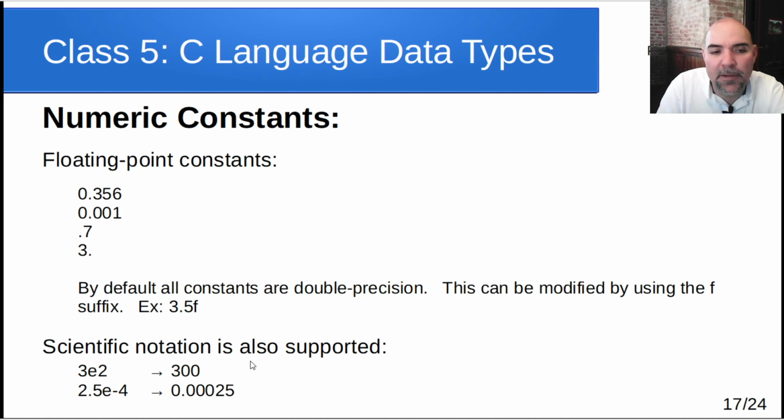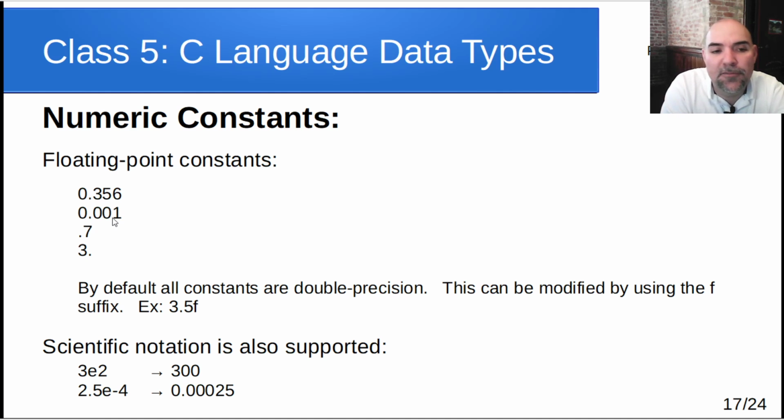All right, for floating point constants, you just put anything with a decimal point somewhere in it. You don't have to have something before the decimal point. You don't have to have something after it. So 3. is the same as 3.0, .7 is the same as 0.7, or you can specify stuff before and after the decimal point.